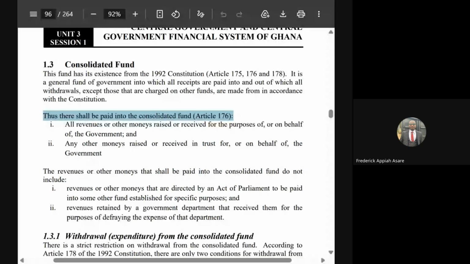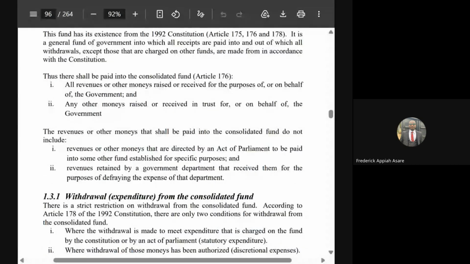the following amounts. One, all revenues or other monies raised or received for the purpose of or on behalf of the government. So any money that the government has received, any money that has been raised on behalf of the government, must be deposited into the consolidated fund. Any other monies raised or received in trust. So if the government raises or receives money in trust, the money must also be deposited into the consolidated fund.